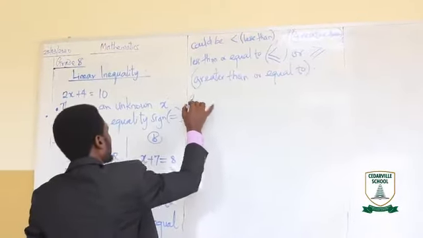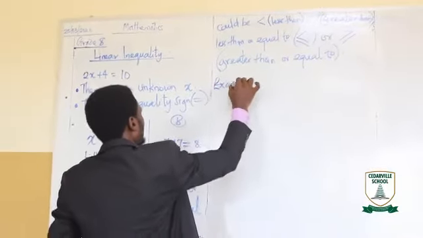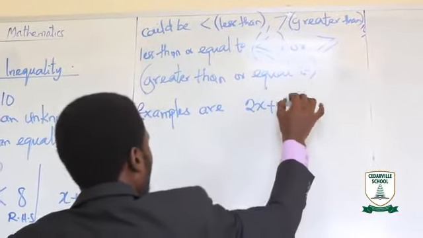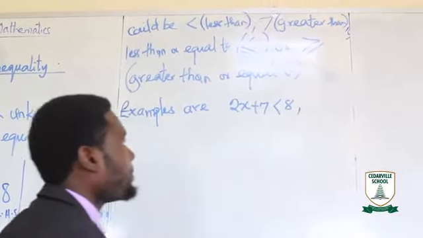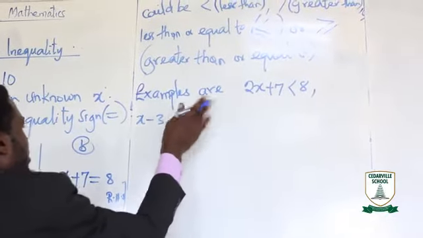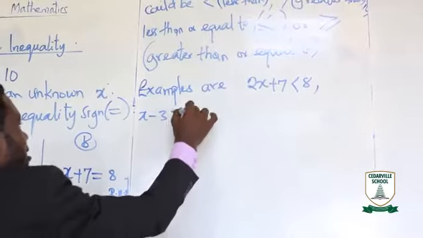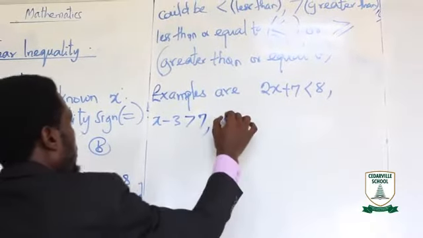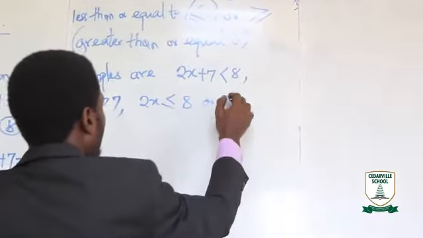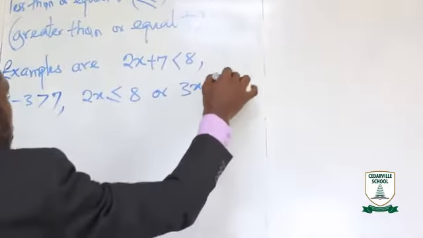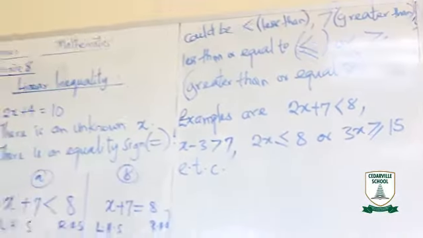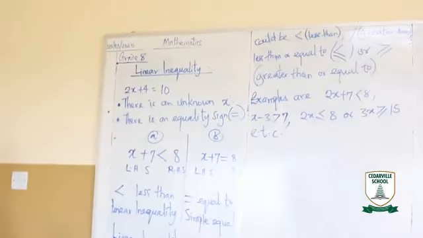Examples of this expression are: 2x plus 7 less than 8, x minus 3 greater than 7, 2x less than or equals to 8, or 3x greater than or equals to 15, etc. You can see these are examples of inequality.